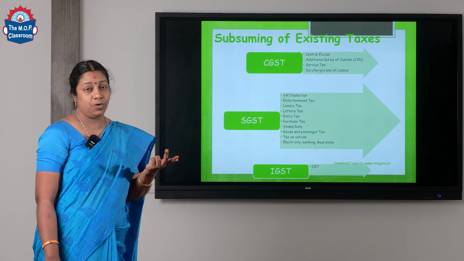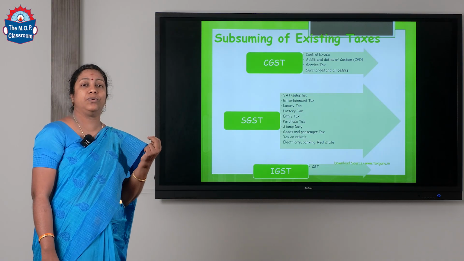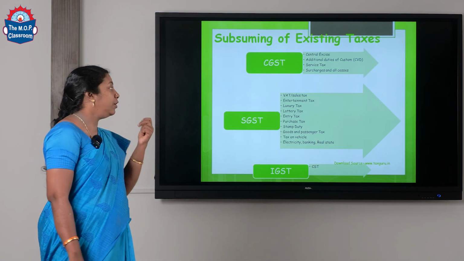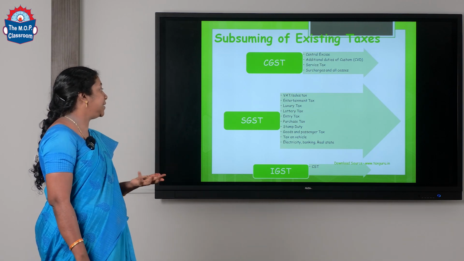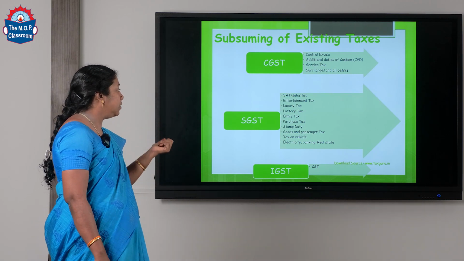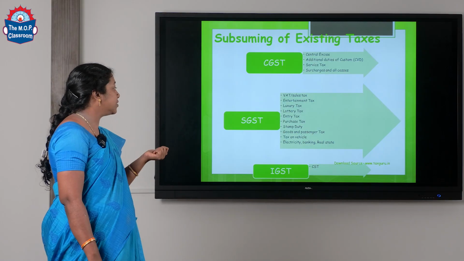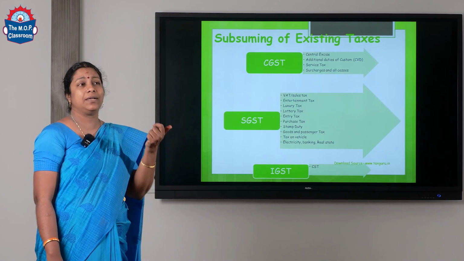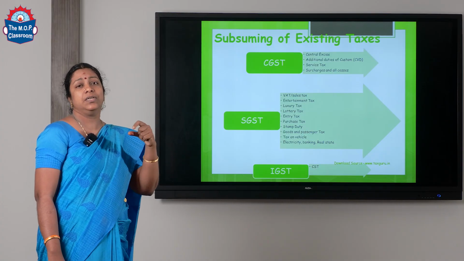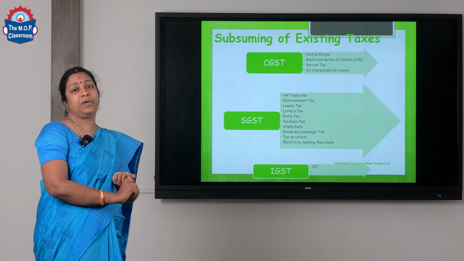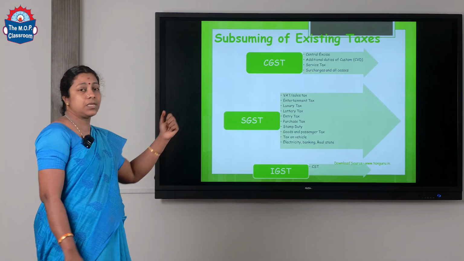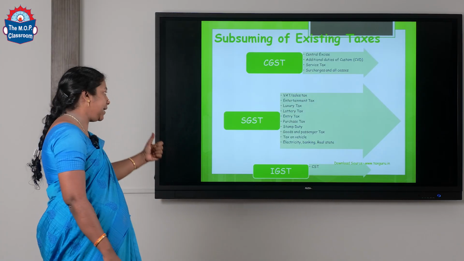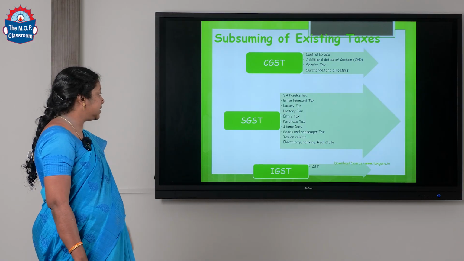Luxury tax, on luxurious services or luxurious products, is going to be replaced. Lottery tax, entry tax, purchase tax, stamp duty, goods and passenger tax, vehicle tax, electricity, banking and retail. If you just look into your bank statement, normally they will charge service charges. On that, the tax is going to be collected from the banker. So all these are going to be replaced with the concept called SGST, state GST, goods and service tax.